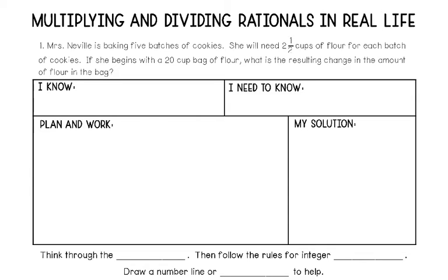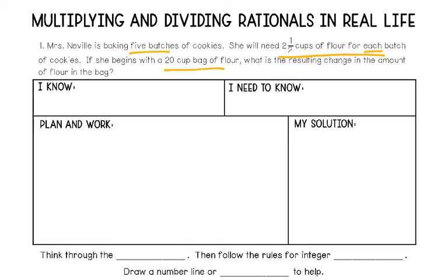So this says multiplying and dividing rationals in real life. You're given a word problem. It says Mrs. Neville is baking 5 batches of cookies. Remember, as we go through a word problem, we want to underline anything that's important. So Mrs. Neville is baking 5 batches. She will need 2.5 cups of flour for each batch of cookies. So 2.5 cups for each. Each is an important word. If she begins with a 20-cup bag of flour, what is the resulting change in the amount of flour in the bag?